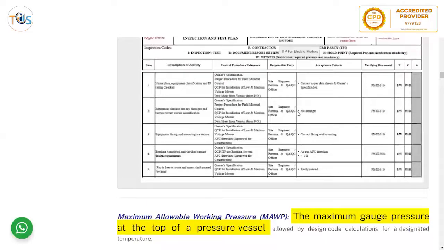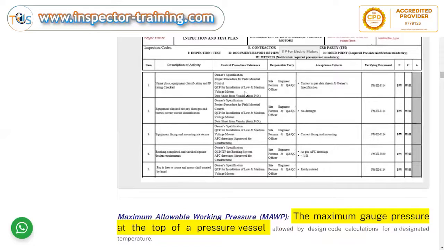So the inspection codes are mentioned here normally, and then here on the main body of the inspection test plan you have item numbers, so the sequence, description of activity. For example, here it is equipment checked for any damage and carries correct circuit identification, and then you have description of activities, then you have a control reference procedure or QC procedure, how it is done.